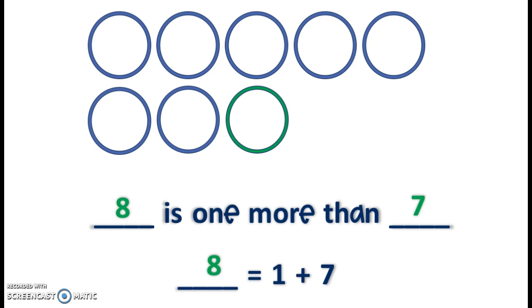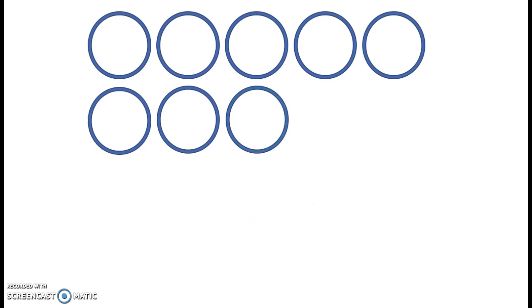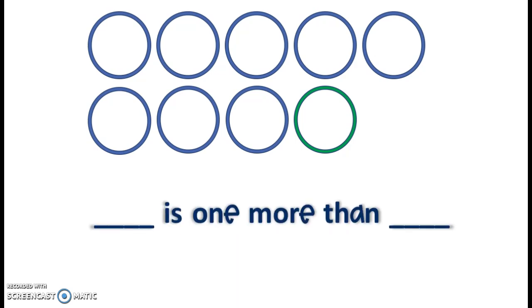Man, oh man, you're so good. All right, let's try one more. I have 8 and I add one more. Okay, press pause while you write that sentence down and try to fill it in all by yourself and press play to check yourself. Okay, I have blank is one more than blank. So I'm going to start with my new amount, which is 9. 9 is one more than 8, because that's what I had before I changed it.